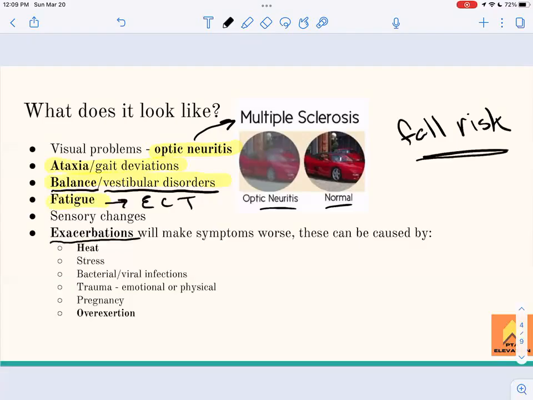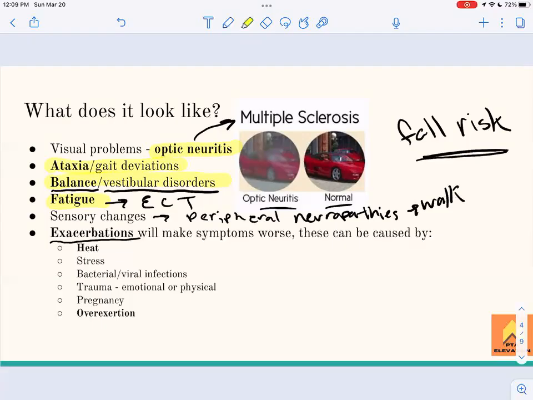Also, due to the nature of the demyelination, you're going to see some sensory changes, like peripheral neuropathies. That's the main thing you're going to see with that. And then desensitization in general, where they're not able to feel anything. That will affect their ability to walk. If they can't feel their feet, that's going to be a problem, so just be careful with that.